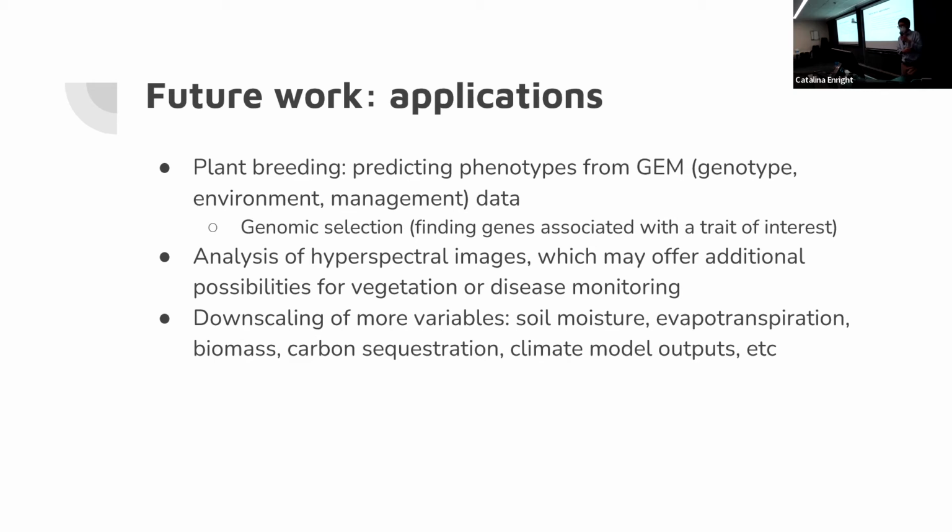And there's also some work on analyzing hyperspectral images, which might produce additional data for monitoring vegetation for diseases or other things. And going back to the first project, we could potentially downscale more variables, such as soil moisture, evapotranspiration, biomass, and carbon sequestration levels, etc. By hopefully predicting these at a finer scale, we could improve our understanding of climate change or help inform better decisions.